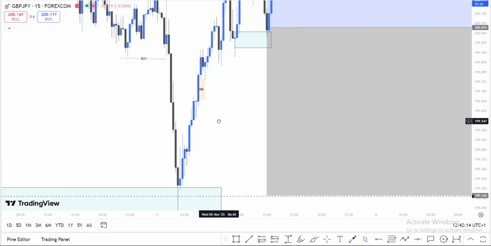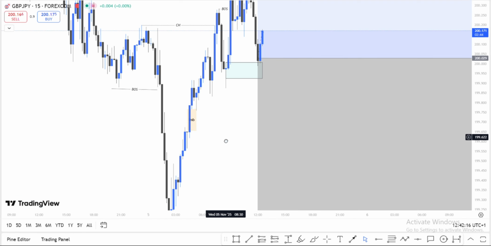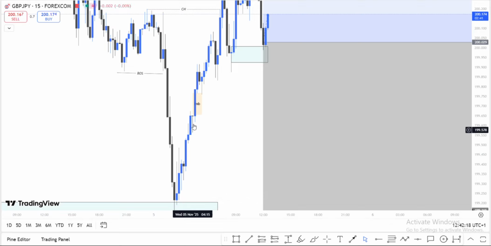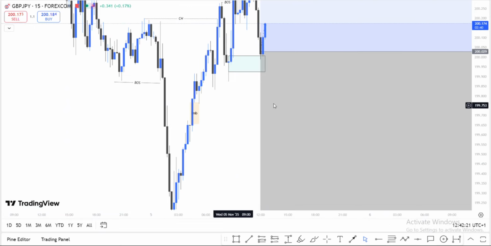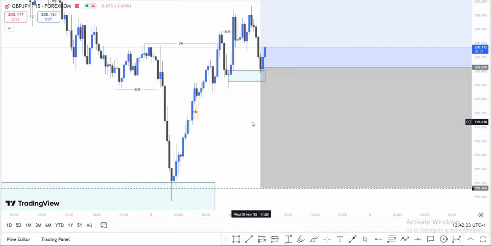When price takes off aggressively like this, you can see this aggressive push, many times, let's say 7 out of 10, price will never come back to this level. That is based on experience in the market. Sometimes it does, but 7 out of 10 times, price does not.